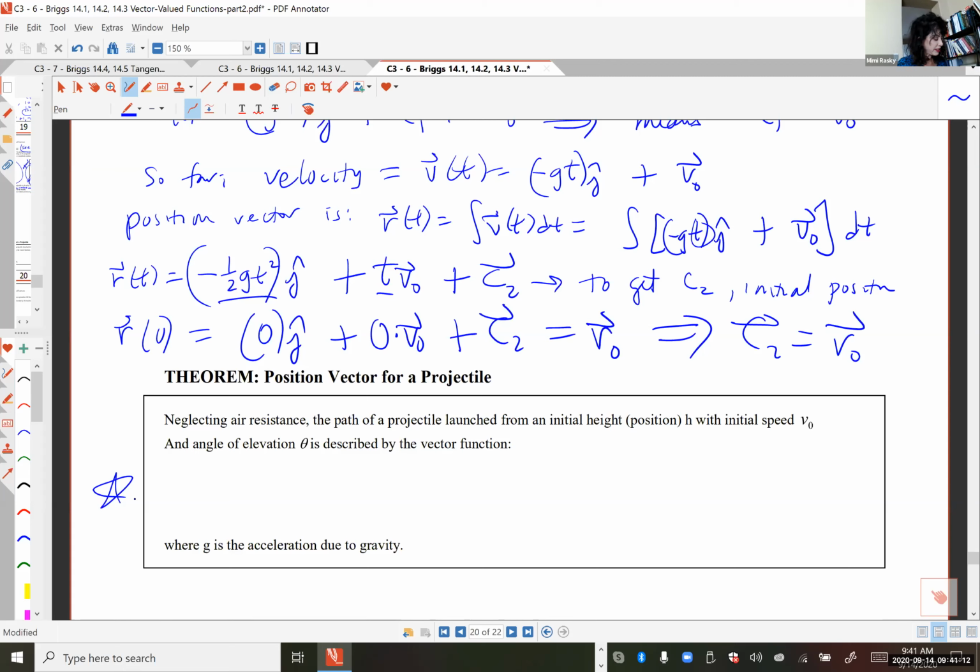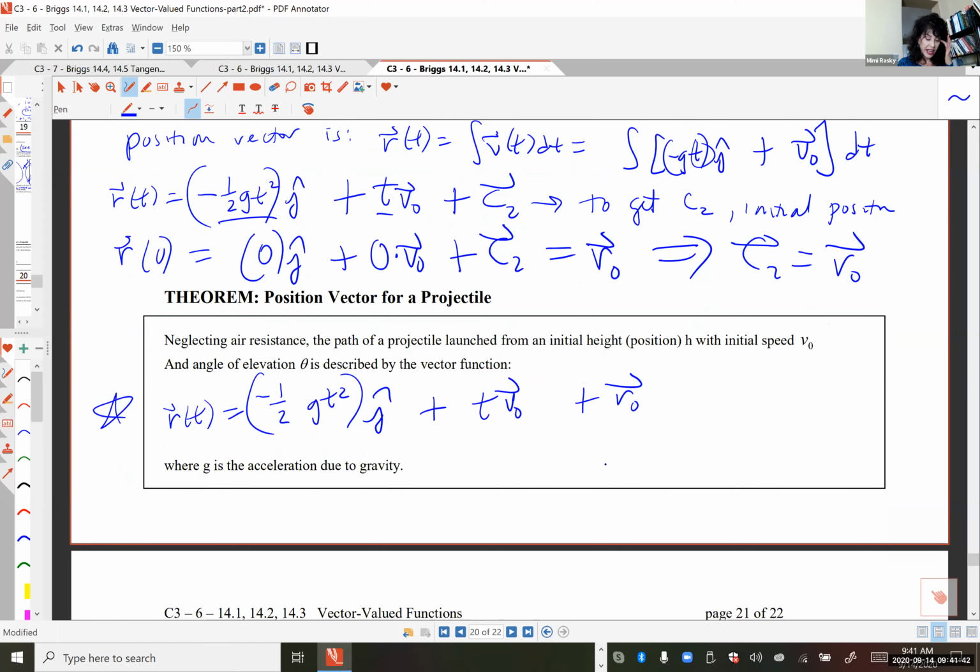So ready? You're going to write this down. R of t is going to equal, here we go, negative 1/2 gt squared times j hat plus t times v naught. And we're going to have to clean this up some because it's kind of too generic. Plus r naught. But then, what they gave us is some other stuff.